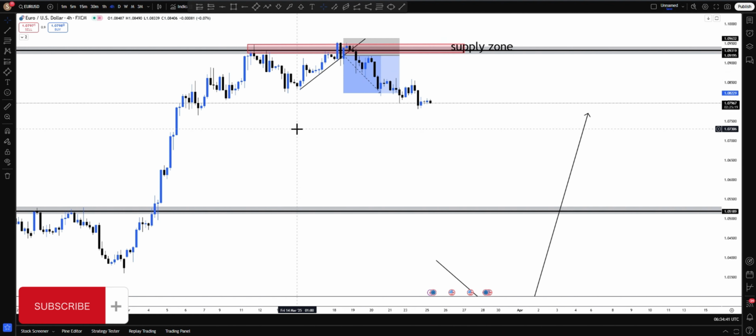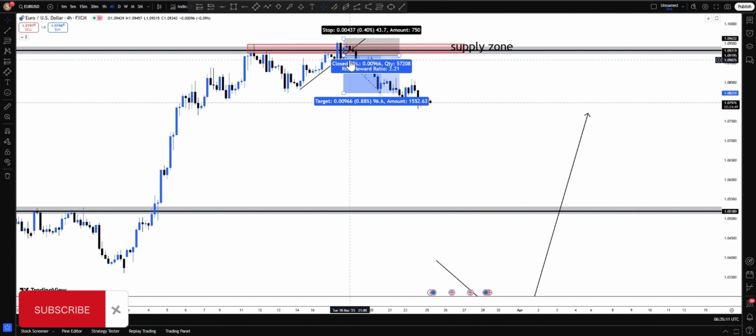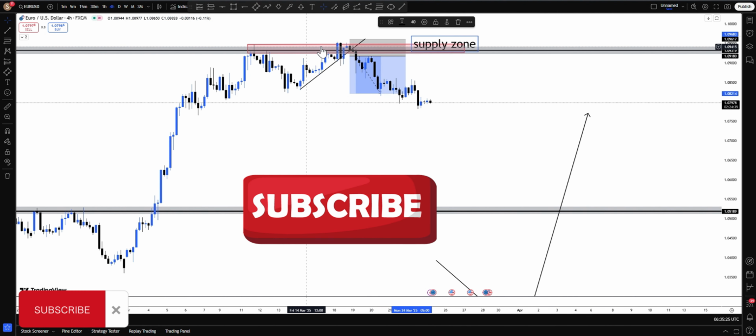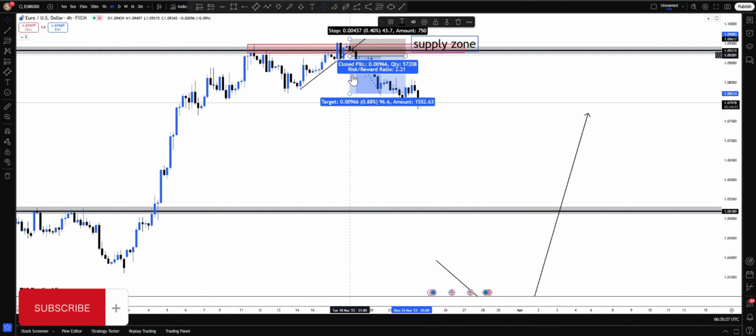You can make use of any entry criteria. You can make use of a pattern, a manipulation entry, a counter trend line, anyone that fits you. Even a fair value gap, you can make use of that. You can make use of any entry criteria that fits you. For me, I make use of the counter trend line because it's very simple and easy. So this is a supply zone here, and I take my entry for the market to tank down.